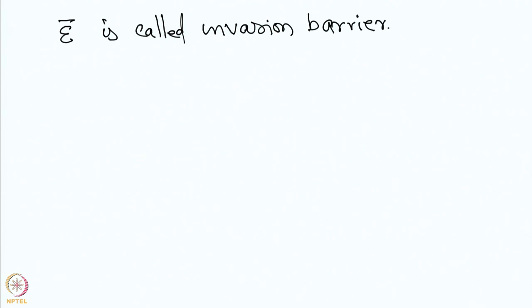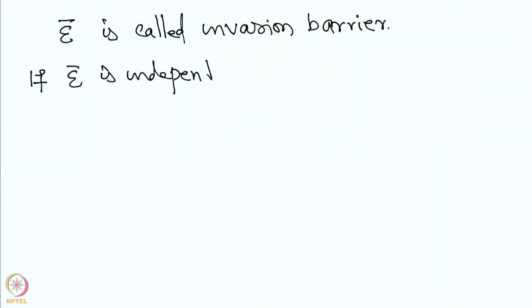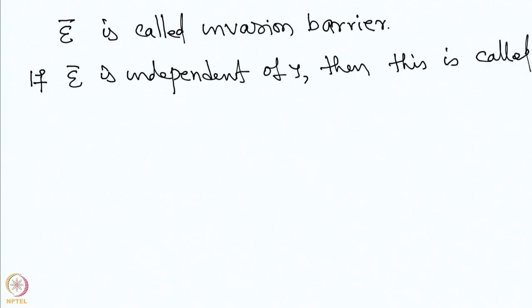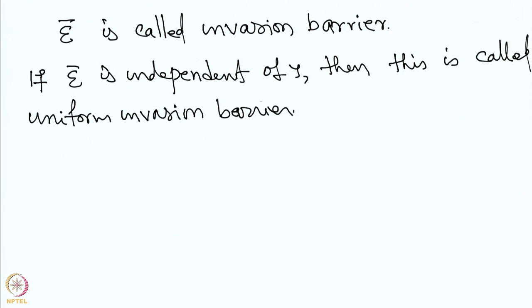So if epsilon bar, if the mutant population becomes larger, then this X may not satisfy this condition. So this condition is required to satisfy only for a small epsilon bar, and this epsilon bar depends on Y, it need not be uniform. If epsilon bar is independent of Y, then this is called uniform invasion barrier.